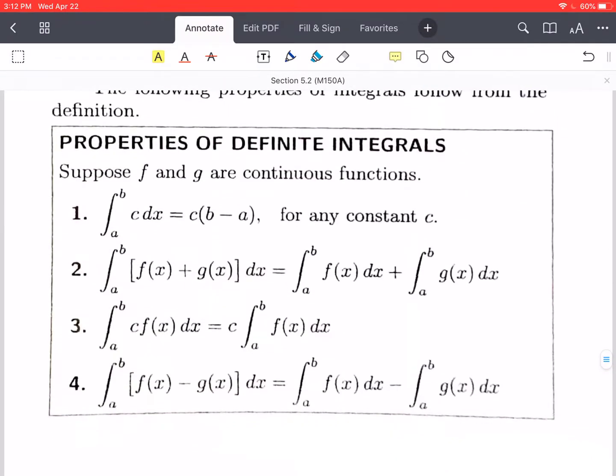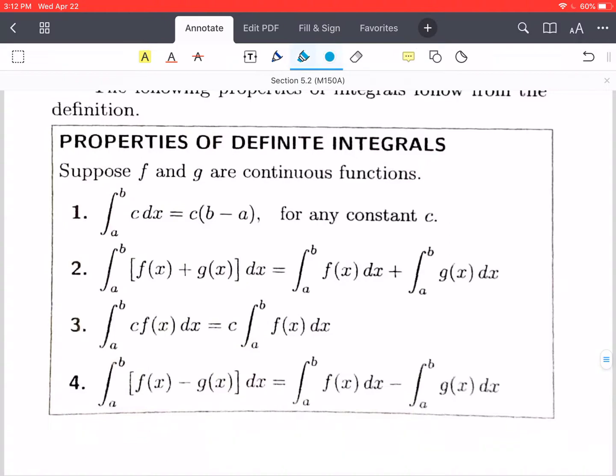Suppose f and g are continuous functions. Okay, if we take the integral of a constant, that's going to be equal to c times b minus a. The reason for that is because if we have a constant function, that's just a horizontal line at c. So the integral from a to b, that area, is just the area of this rectangle with a height of c and a length of b minus a. Okay, so the integral of a constant is just the constant times b minus a.